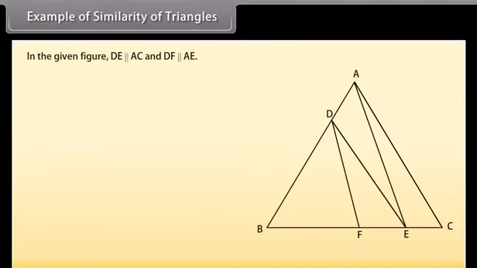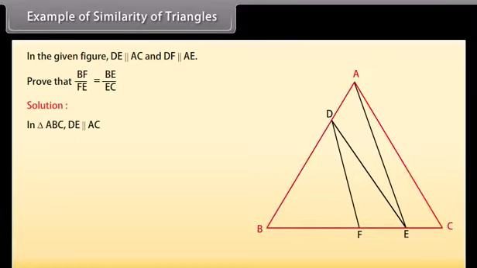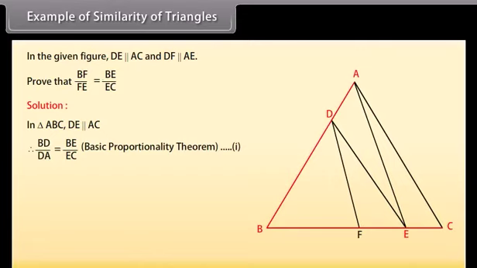Example of similarity of triangles. In the given figure, DE is parallel to AC and DF is parallel to AE. Prove that BF upon FE equals BE upon EC. Solution. In triangle ABC, DE is parallel to AC. Therefore, BD upon DA equals BE upon EC by basic proportionality theorem.